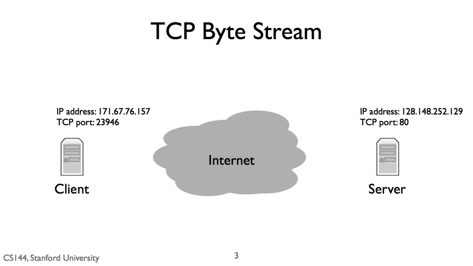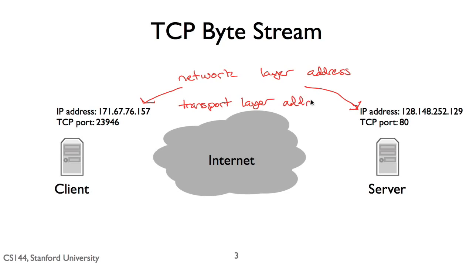Recall that the network layer is responsible for delivering packets to computers. The transport layer is responsible for delivering data to applications. From the perspective of the network layer, packets sent to different applications on the same computer look the same. This means that to open a TCP stream to another program, we need 2 addresses. The first, an Internet Protocol address, is the address the network layer uses to deliver packets to the computer. The second, the TCP port, tells the computer software which application to deliver data to.